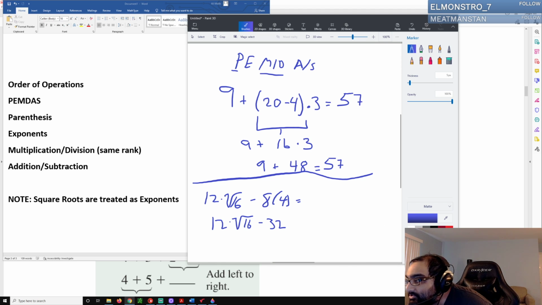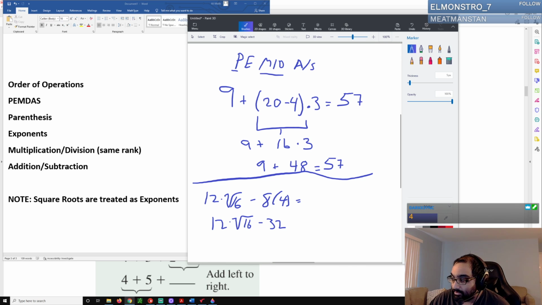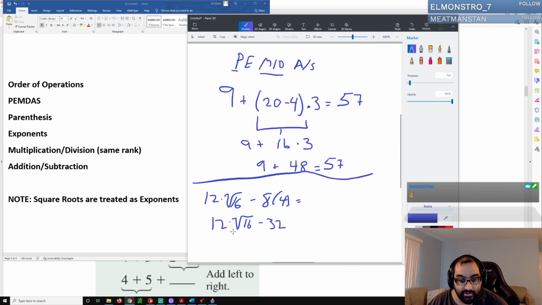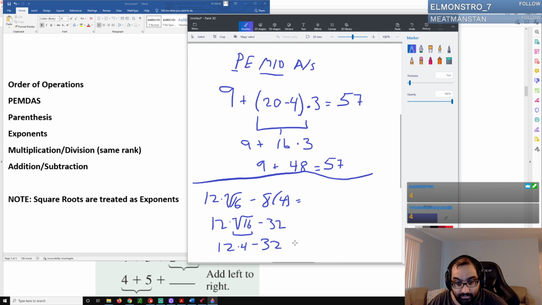What is the square root of 16? So again, what number squared is equal to... All right, very good, Dark. That is correct. So the answer to the square root of 16, what number squared, is going to be 4. So here we get 12 times 4, and then we have the minus 32 here.